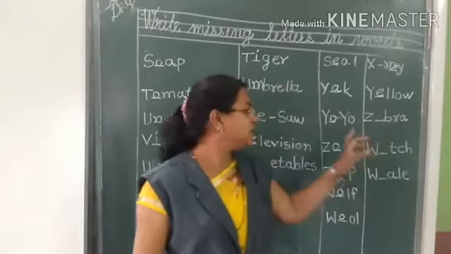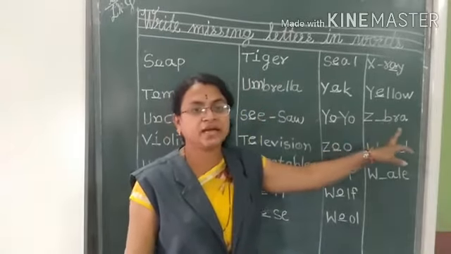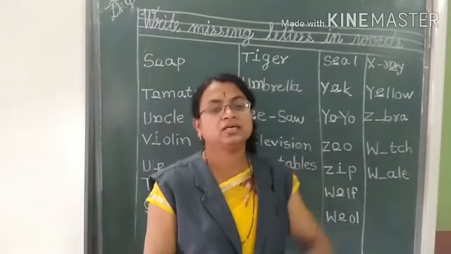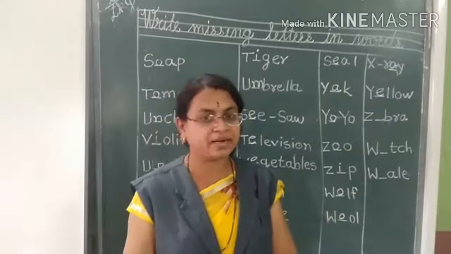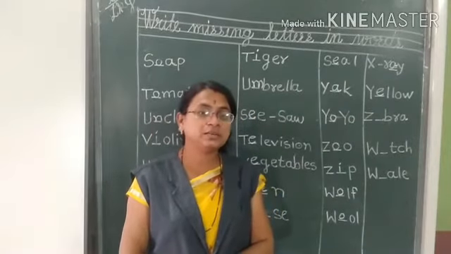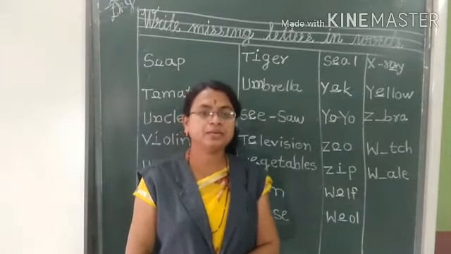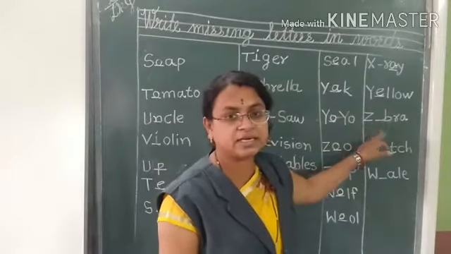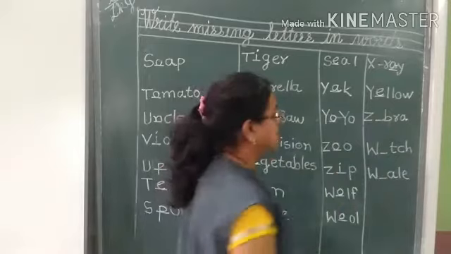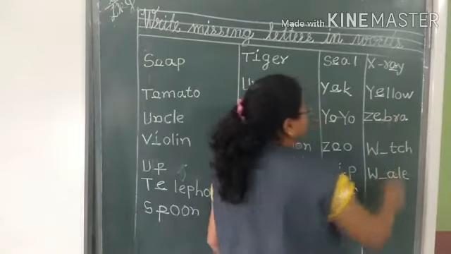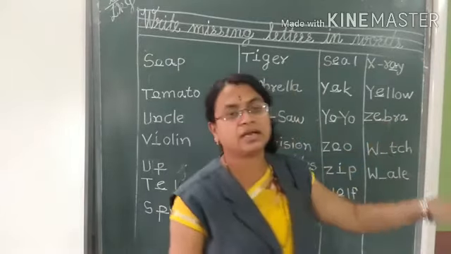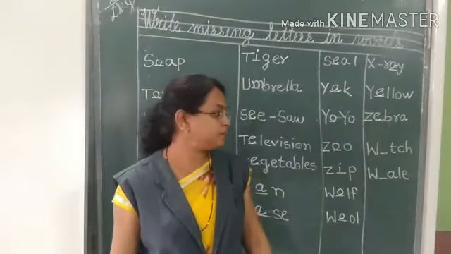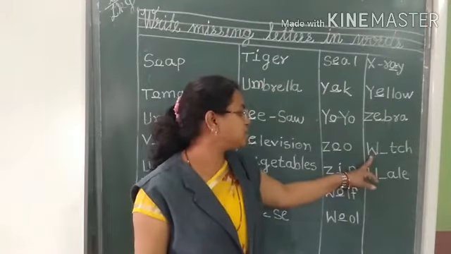Read the next spelling. Z dash B-R-A. This is the spelling of zebra. Tell me the zebra spelling. Z-E-B-R-A. Zebra. Which letter is missing after Z letter? E letter. You write E letter. Z-E-B-R-A. Zebra. Okay. Next, read the next words.